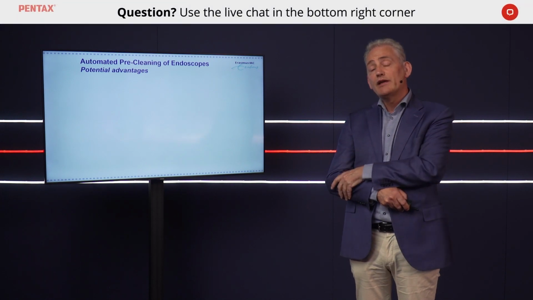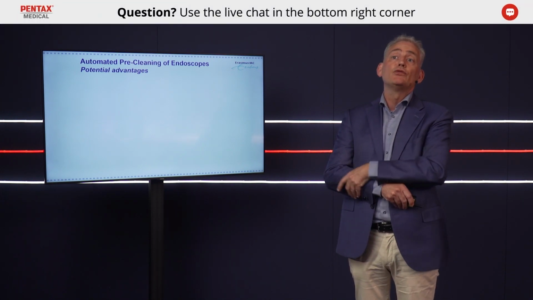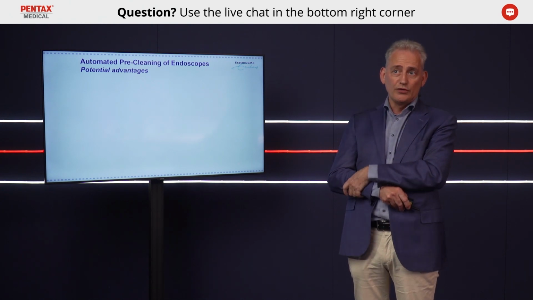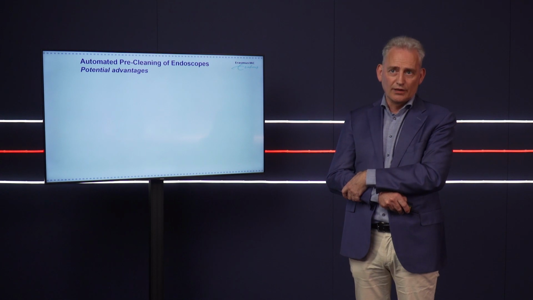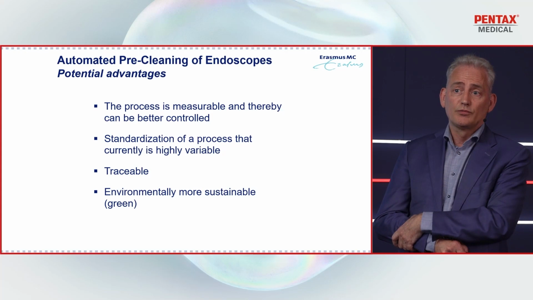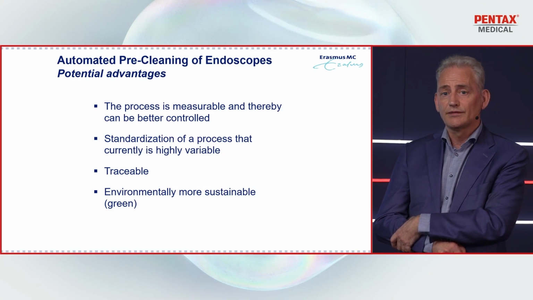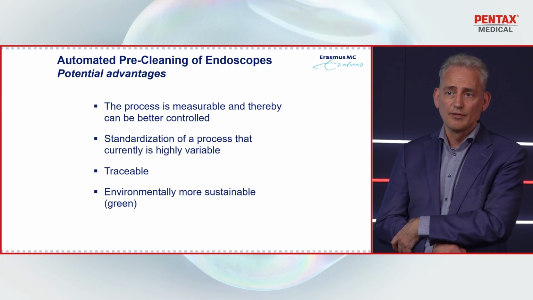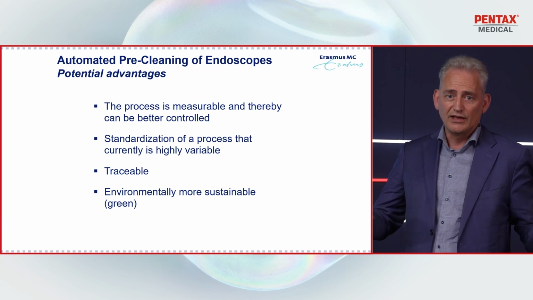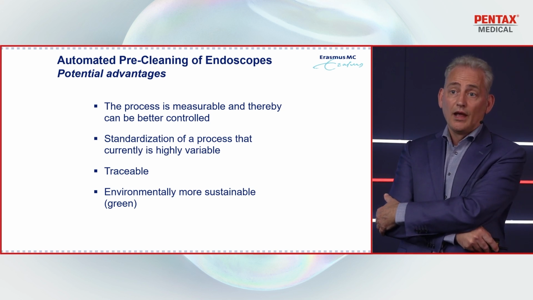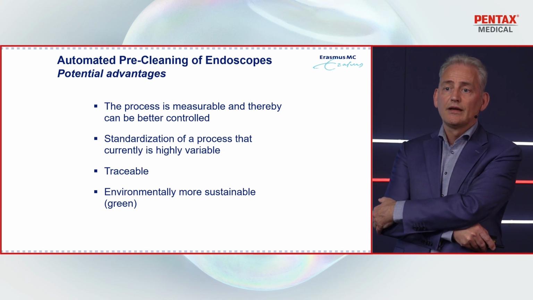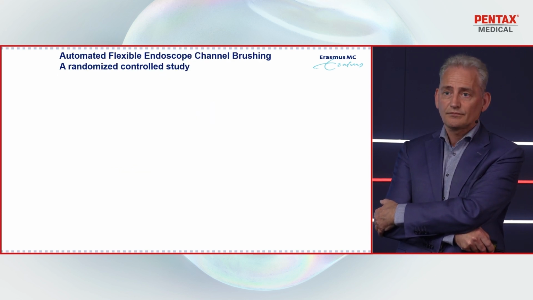There's another very intriguing avenue to take, and that is what we would call automated pre-cleaning of reusable endoscopes. And that has some potential advantages. For one, that process is measurable, and of course, because it's measurable, you can better control it. It is a way of standardization of a process, which currently, because it's done by so many different people, and I told you there's so many steps to take, is highly variable. Because it's measurable, it's traceable, and in some instances, and I will tell you later, it's environmentally more sustainable.